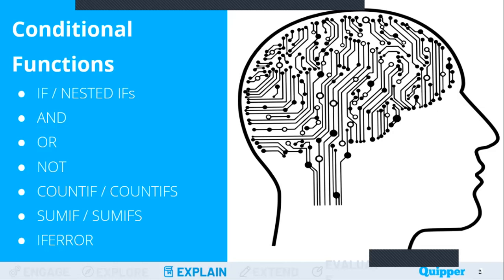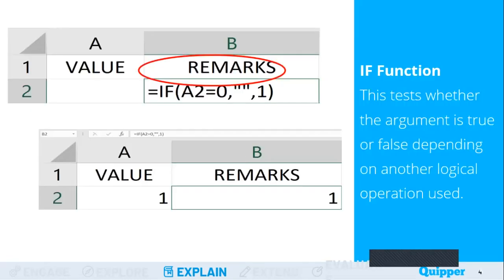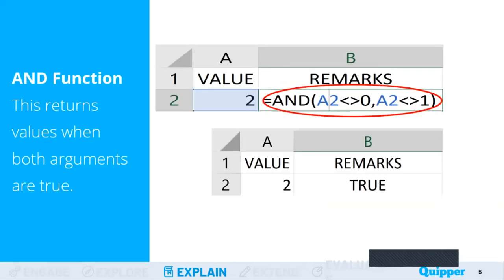From the word condition, condition. For IF function class, it tests whether the argument is true or false depending on another logical operation used. As you can see in the figure, nang circulan na remark, then IF A2 is equals to 0 to 1. IF. So na siya argument whether true or false, IF man.